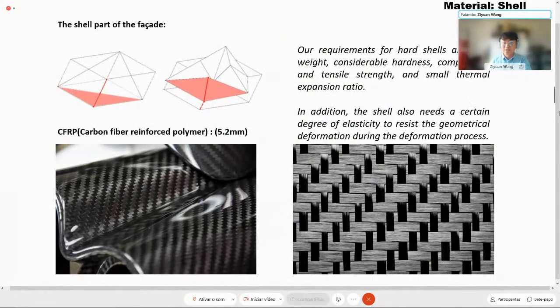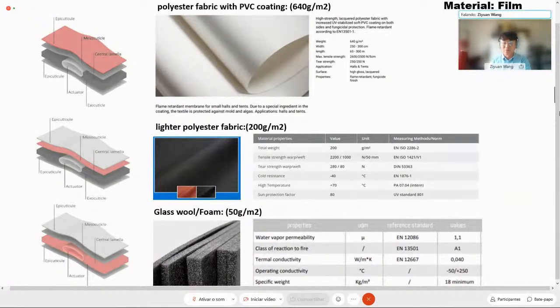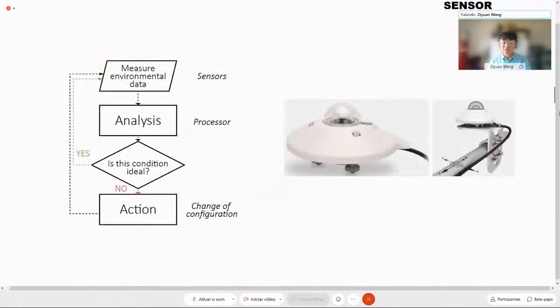With the requirements of hardness, compressive, and tensile strength, we choose CFRP as the shell material, where the light laminated material is composed of PVC coating, lighter polyester fabric, and glass wool or glass foam. This lightweight material could dramatically decrease the weight of the facade itself, thus saving more energy in the moving process. The sensor we mainly considered is a solar radiation sensor. It can be put at several places in front of the facade's elevation in order to monitor real-time data. Once the value goes over or under the threshold we set, the system will let the facade open or close.